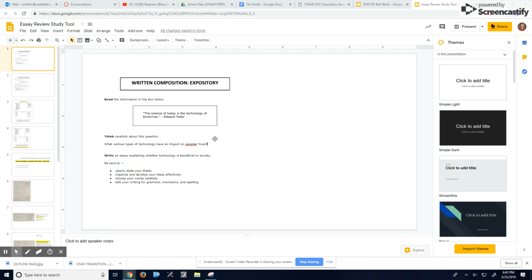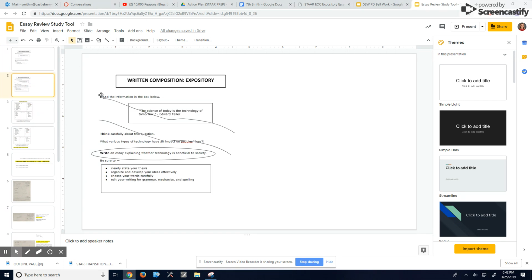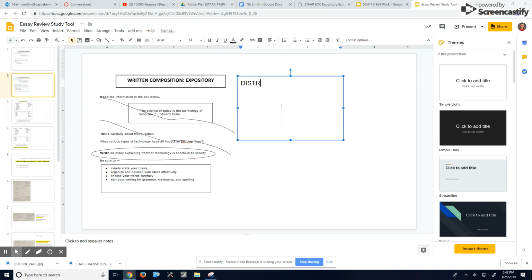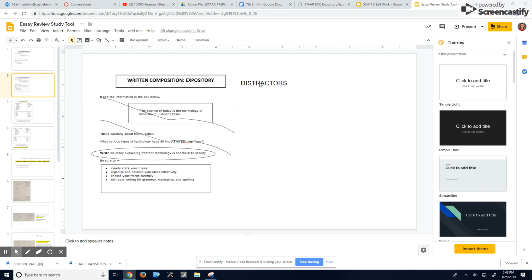Of course, you're starting out with your prompt page and you're crossing out the read and you're crossing out the think. We're not going to even look at that information because those are distractors and we want to stay away. So you're just going to circle the part that says write the essay. Okay, so again, look away from those distractors and go straight for your actual prompt. Okay, that's the line that says write.